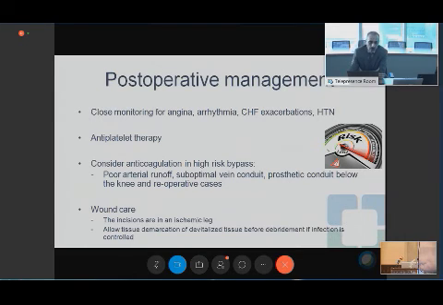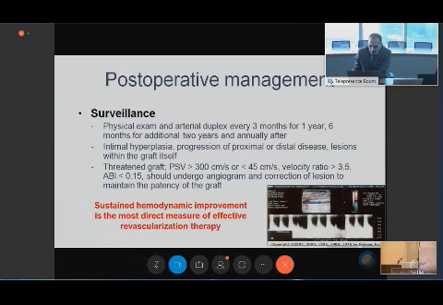Wound care, we have to keep a close eye on all incisions, and remember these incisions are in an ischemic leg. And then for the ulcer that we started the whole case for, if the infection is controlled, we allow for tissue demarcation of devitalized tissue before debridement, and then we plan for that within 4 days to 2 weeks, depends on the severity.